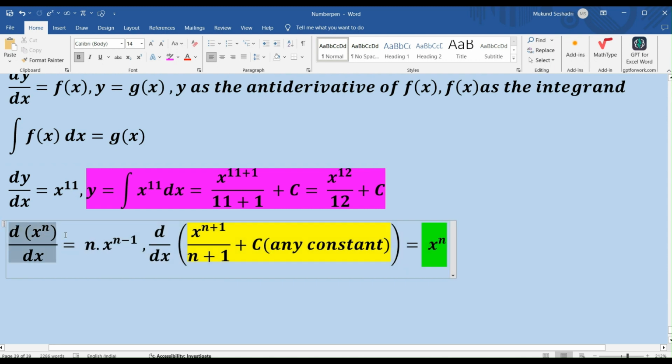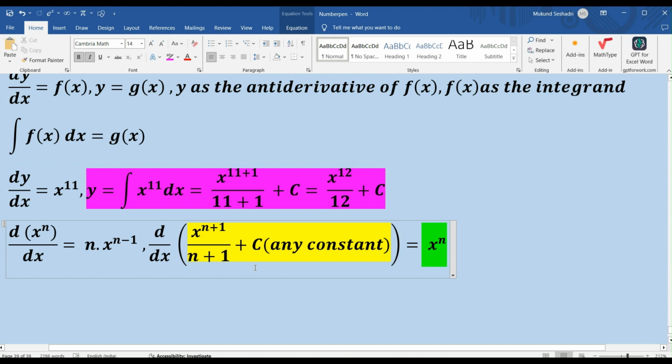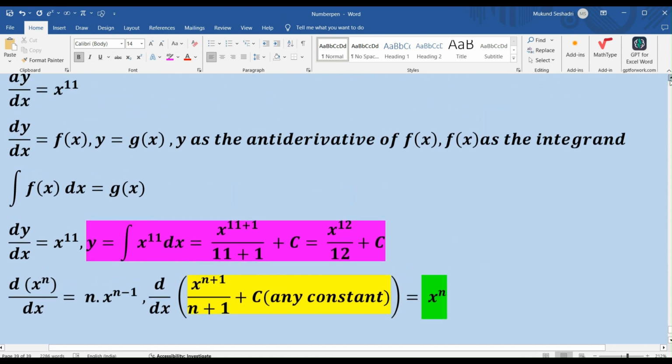And I want you to remember this particular expression: d by dx of x to the power n plus 1 divided by n plus 1 plus c, any constant, equals x to the power n, right? Which means that my antiderivative of x to the power n is nothing but x to the power n plus 1 divided by n plus 1 plus c, right? Now let's go to the other problems which seem to be of a very similar type.